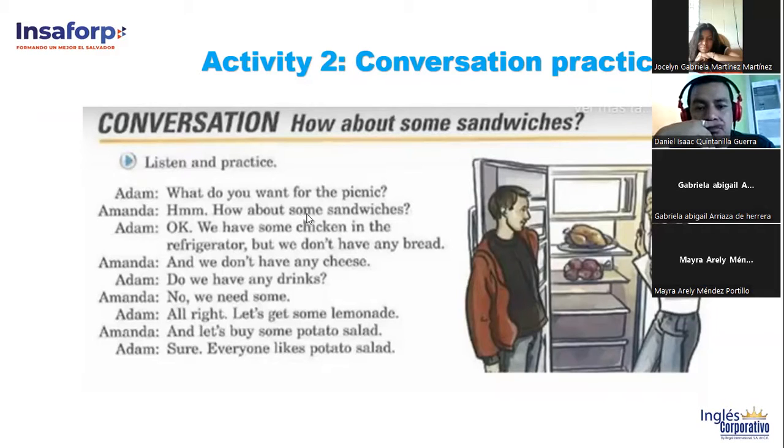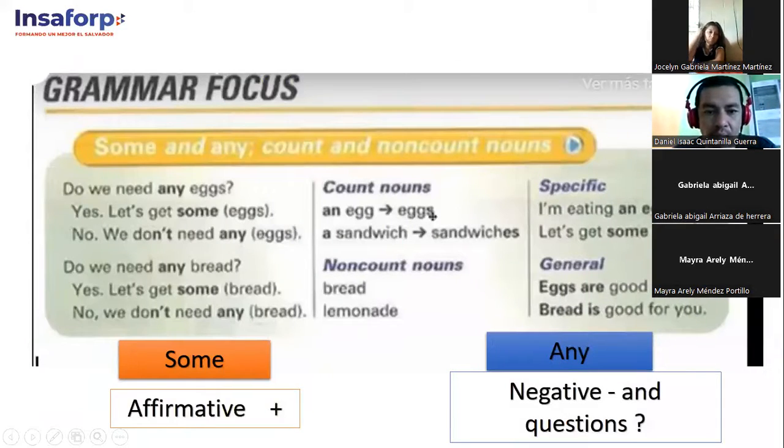Remember, some we can use for count or non-count nouns, like in this case, some sandwiches, some chicken. Sandwiches is plural, is count. And chicken is non-count, but we can use some sandwiches, some chicken. And any is used in negative sentences and in questions. Like here, we don't have any bread. We don't have any cheese. Do we have any drinks? Okay. We have summarized these in the following slide. Some and any, count and non-count nouns.